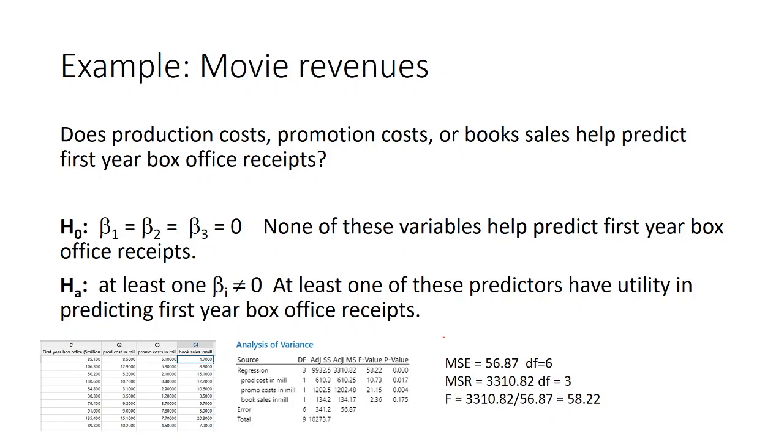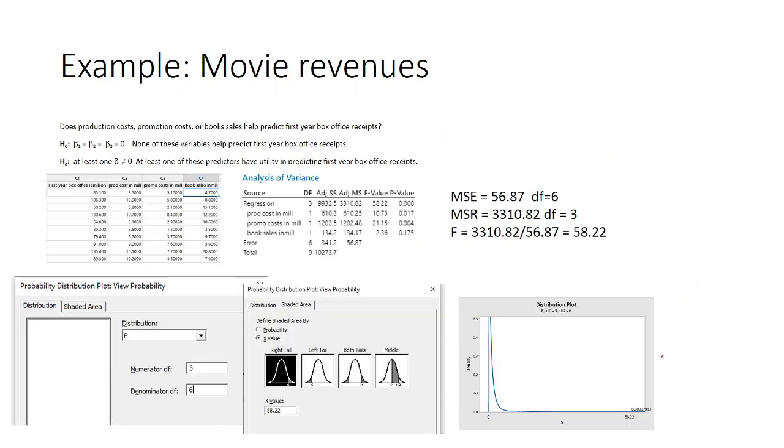So again, you can see down here that the mean squared regression is 3310.82 and the mean square error is 56.87. We put those together and we get an F statistic of 58.22, which is, hey, right there as well. So you can see how we have it here.